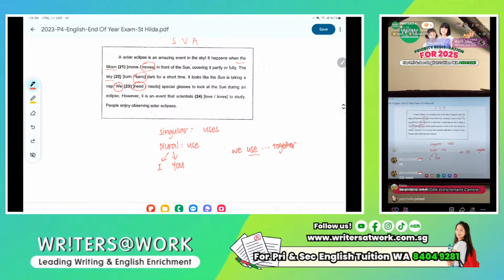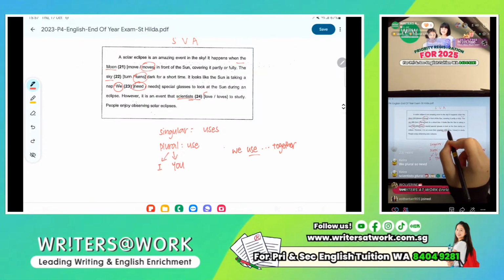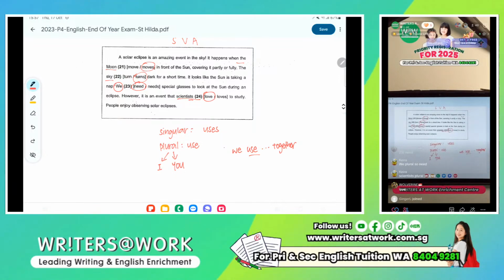Moving on, it is an event that scientists love or loves to study. Scientists. Okay, this is the plural form, scientists. Scientists is plural, so it is love to study. Right. Love to study. Okay. Scientists love to study. Yes. Okay.